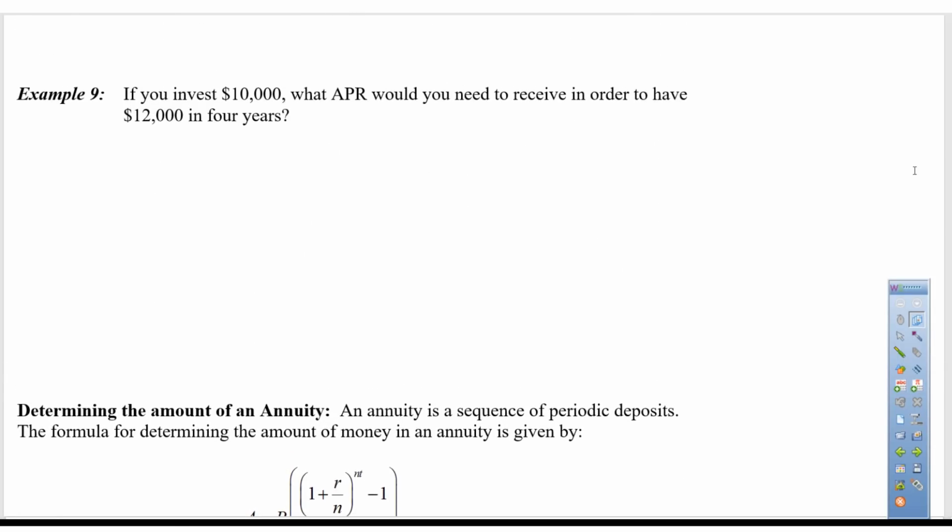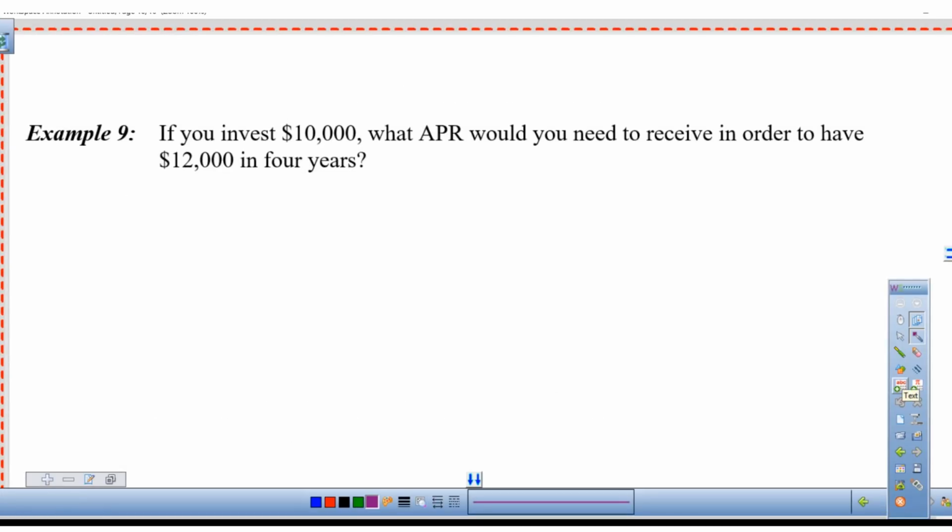Okay, question 9. If you have $10,000, what APR do you need to receive in order to have $12,000 in 40 years? And it doesn't tell you how this is compounded. That's unfortunate. So we're going to say, it doesn't really matter. It's going to be about the same procedure. I'm going to go the toughest route just so you're okay. We're going to say compounded daily.